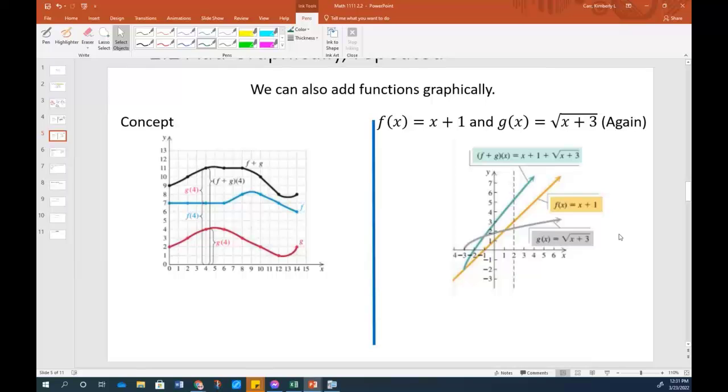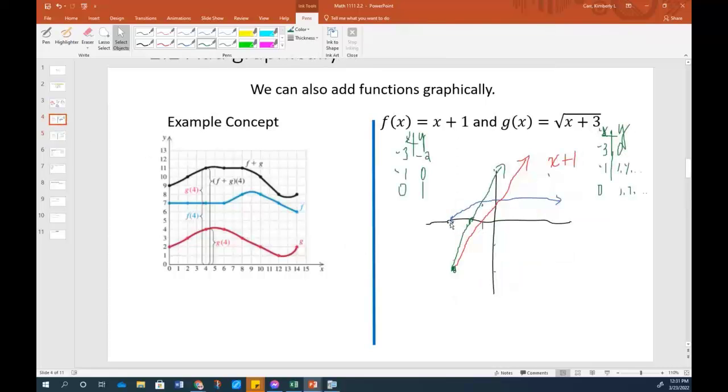Then the square root of x plus 3 is that curve, and it starts over at negative 3. They have it in gray. So mine was in blue. It went to negative 3, and it arced over.